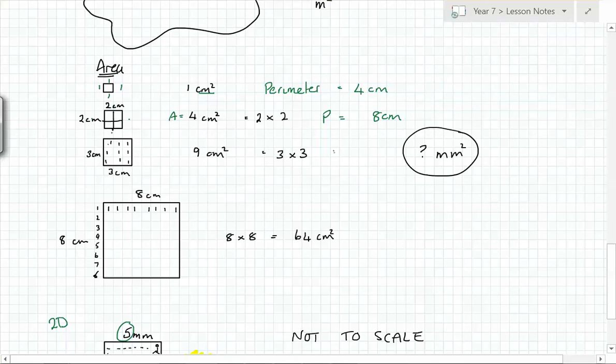What's the perimeter of this one? 3, 3, 3, 3, it's 12 centimetres. Yes. This one: 8, 8, 8, 8, 32 centimetres. Exactly. Perimeter is 32 centimetres.